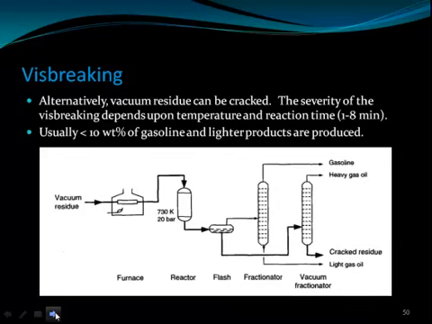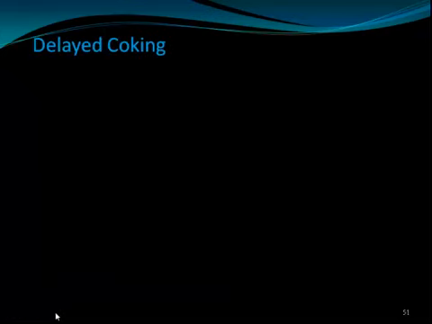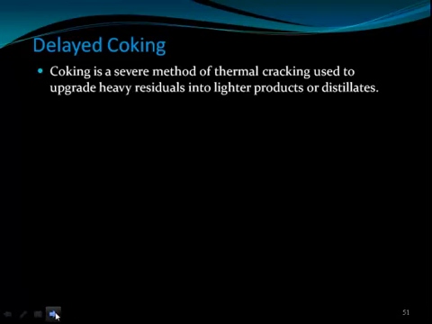Then it is flashed. So in the flash, the higher boiling and lower boiling components will be separated. The fractionator will separate them into the light gas oil and the heavy gas oil, whereas we can get the cracked residue from the bottoms, and from the top we can have the heavy gas oil. So the next thermal process is delayed coking.